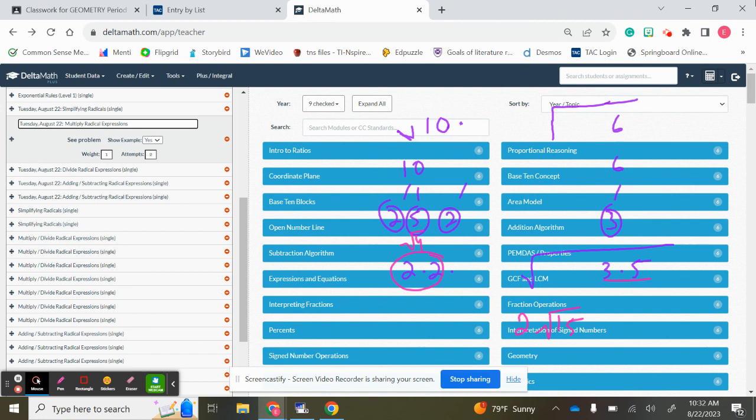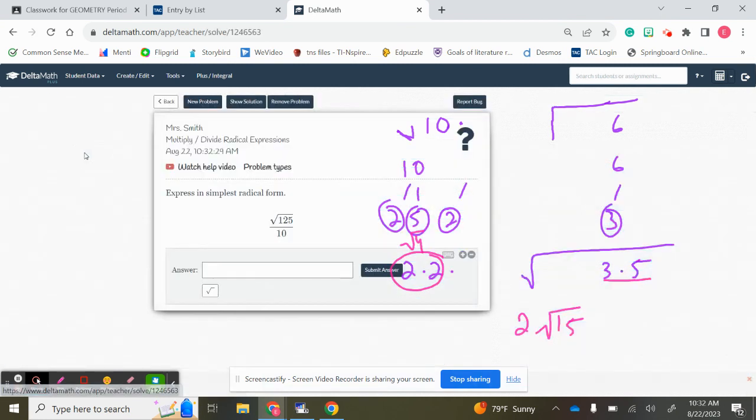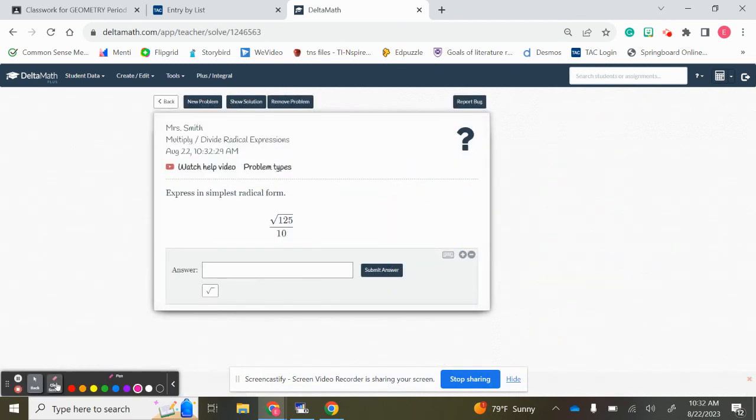All right, let's move on to the division. If you need to hit refresh to get to this one, just hit refresh, because I moved one up as an example. If we're dividing, we're going to do the same thing we just did. We're going to reduce the square root of 125.